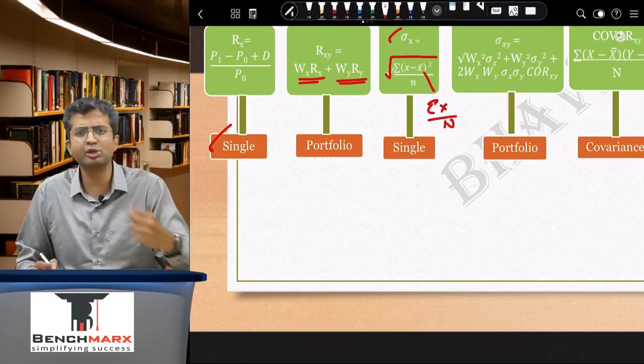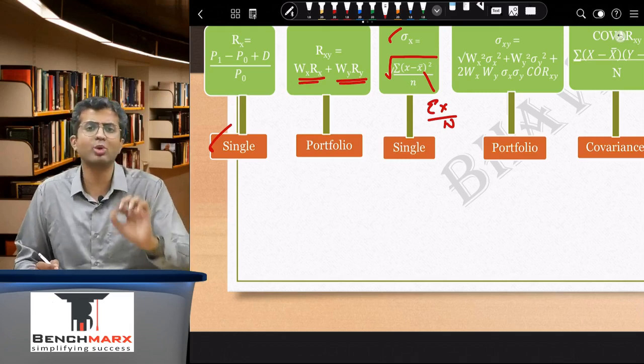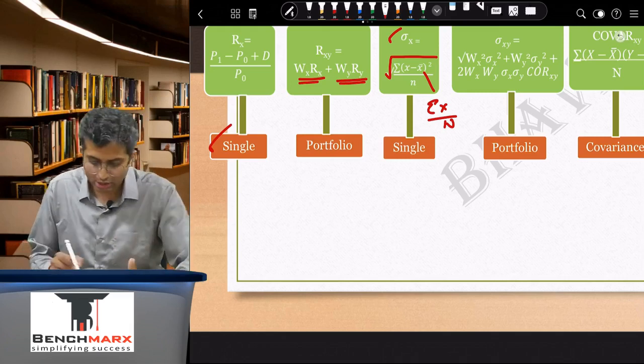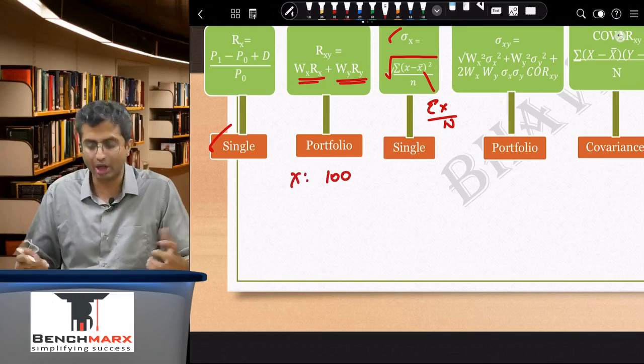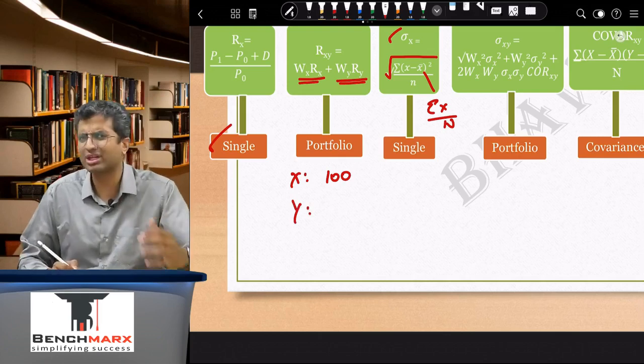So over here, typically you short sell securities which you expect to go down. So over here, let us say you have invested 100 rupees in security X. You think that X is going to go up, and then there is another security Y which you think is going to go down.